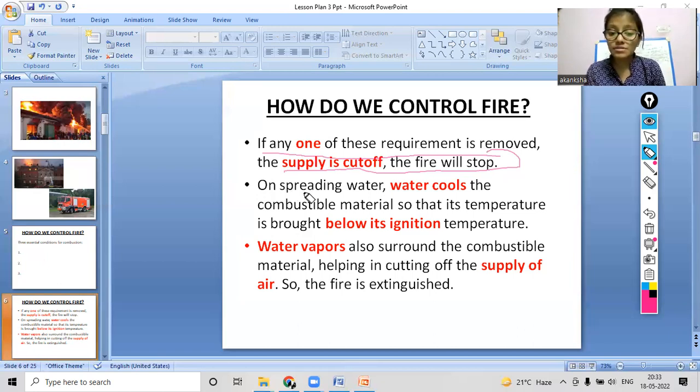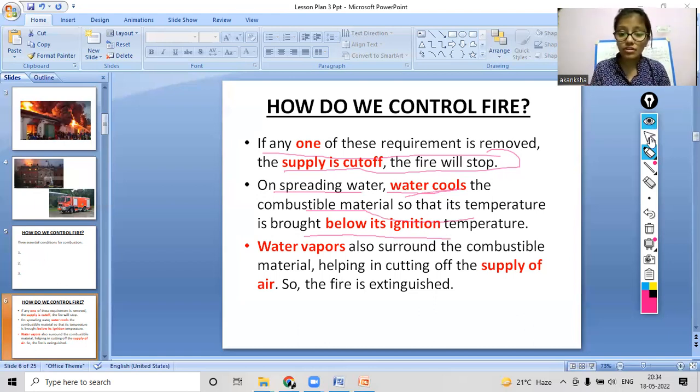Then on spreading water, water cools the combustible material so that its temperature is below its ignition temperature, right? So this was one of the other methods to control fire. What we do is we spread water across the combustible material so that its temperature lowers down. If its temperature lowers down, this will stop the fire from spreading more, right? This was the second measure through which we can control the fire.